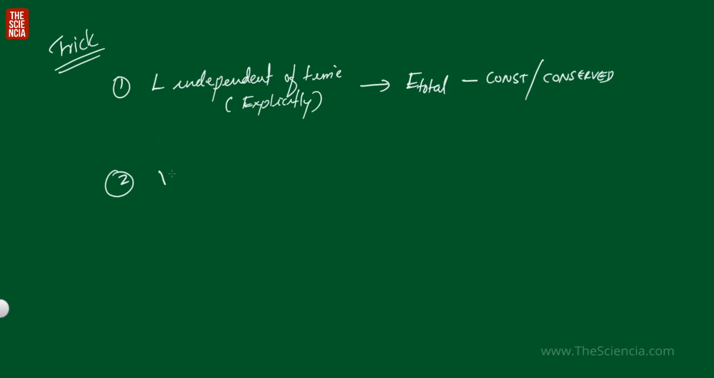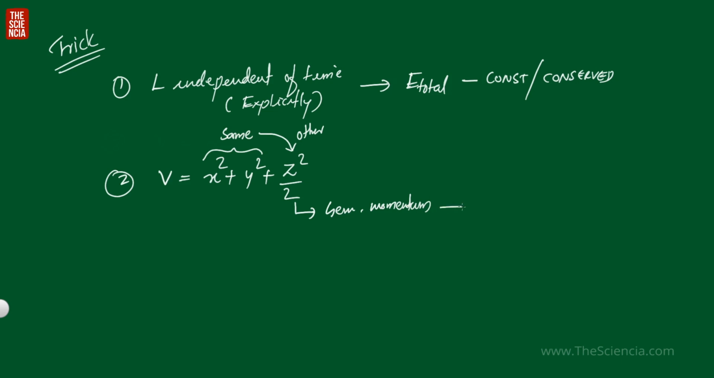Second one: if the given potential V is equal to (x² + y²)/2 + z²... which one will be the conserved quantity? You see, here x² and y², their coefficients are the same. Then the other quantity, z²/2, its corresponding generalized momentum will be a constant of motion, or a conserved quantity.